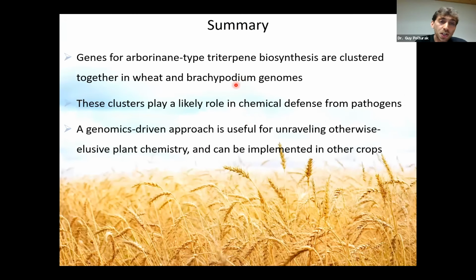So to summarize, we saw that genes for arborinane-type triterpene biosynthesis are clustered together both in wheat and the Brachypodium genomes. We see that these clusters play a likely role in chemical defense from pathogens. And this demonstrates that this sort of genomics-driven approach is useful for unraveling difficult to access chemistry or elusive chemistry in plants. And obviously this can be implemented not only in wheat, but in many other plants. For example, for discovery of more defense-related genes and compounds in other crops, or looking into bioactive compounds and their pathways in medicinal plants, and so on.